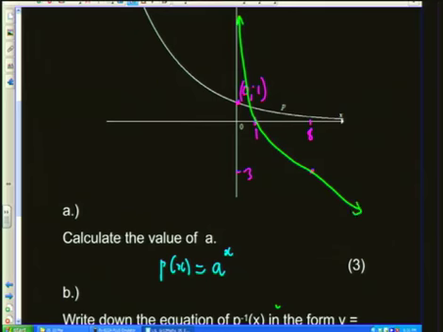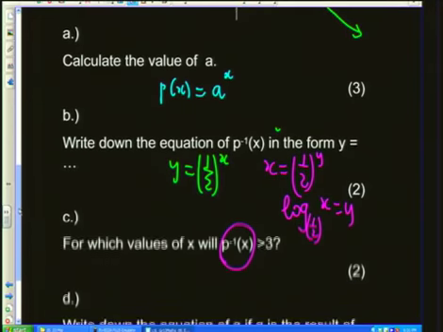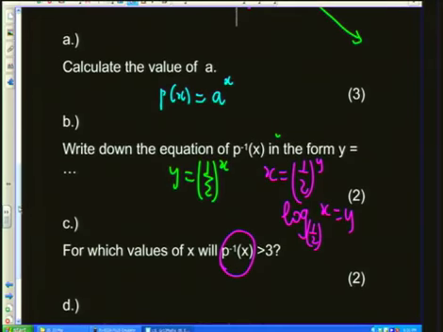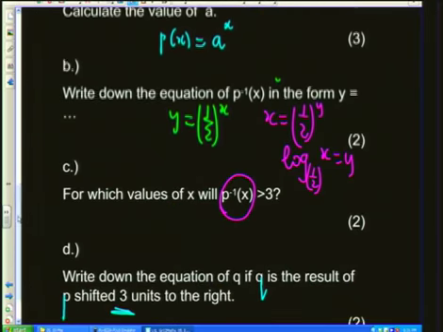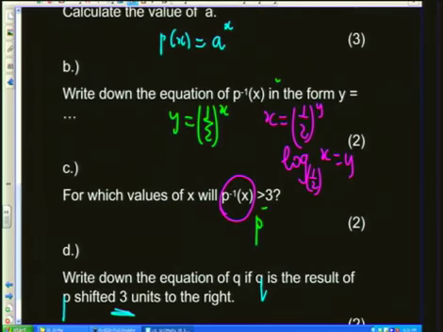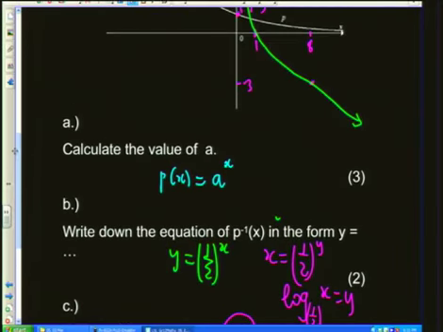This is our inverse. Now let's go back and interpret our graph. The question here says where our y values are greater than 3. Sorry, this one here, it can't be greater than 3. So this should be p to the minus 1 of x is greater than negative 3. Okay, so we have negative 3 here, right guys?